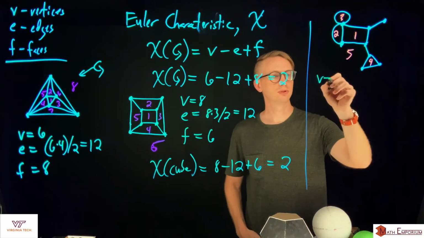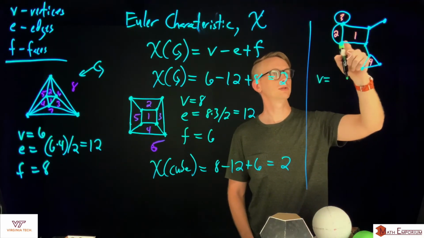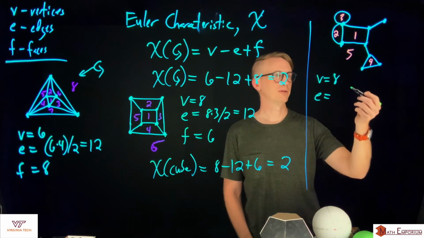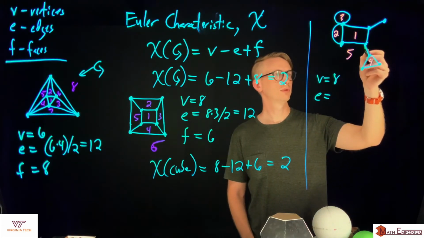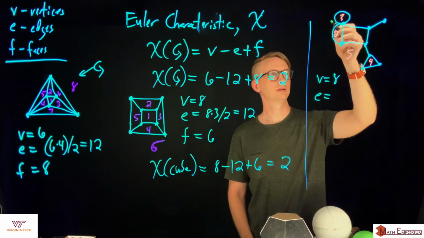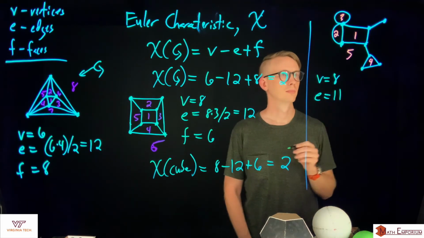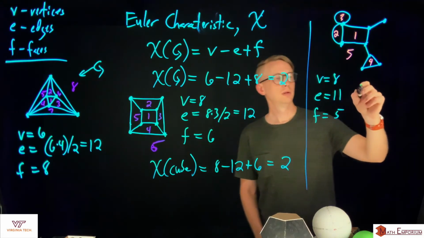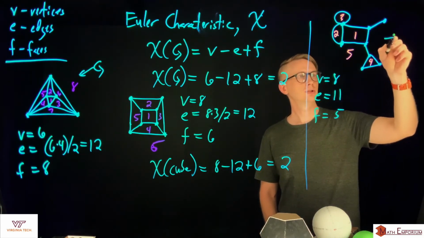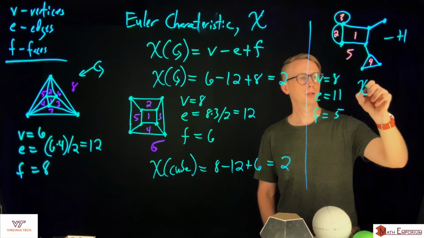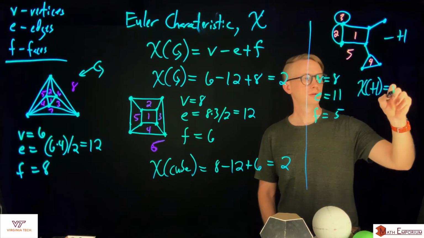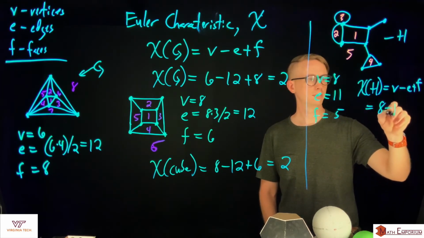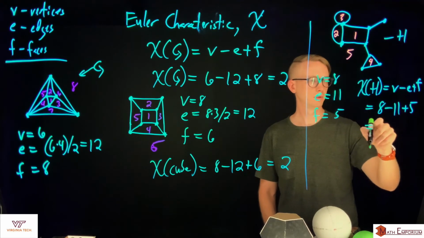Alright, so let's get the number of vertices. 1, 2, 3, 4, 5, 6, 7, 8. 8 vertices. I have no trick for counting these edges, so I just have to count them. 1, 2, 3, 4, 5, 6, 7, 8, 9, 10, 11. And faces, 5. Alright, so let me call this thing H, just give it some sort of name, and calculate its Euler characteristic, V minus E plus F. So 8 minus 11 plus 5 equals 2.